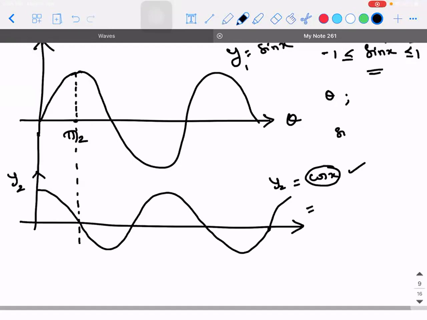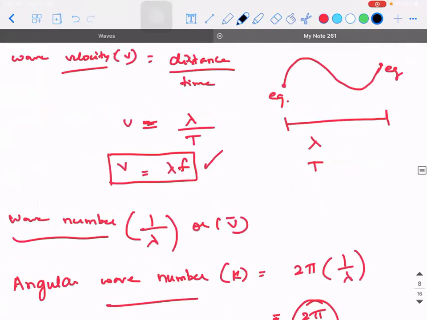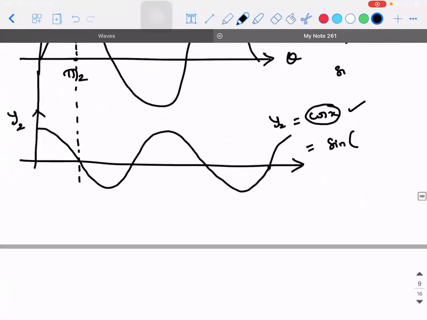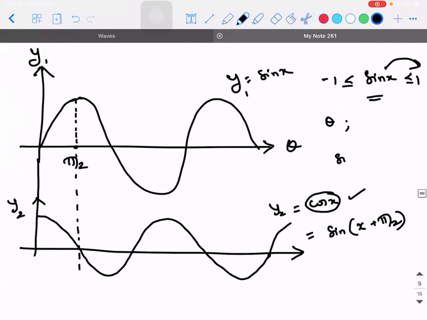Ninety minus x, so sin 90 minus x, or sin 90 plus x, is also cos x, right? So I will take sin of x plus pi by 2. The only change I'm going to do here is, instead of x, I'm going to write it as omega t. Try to understand, guys. I'm replacing x with omega t.